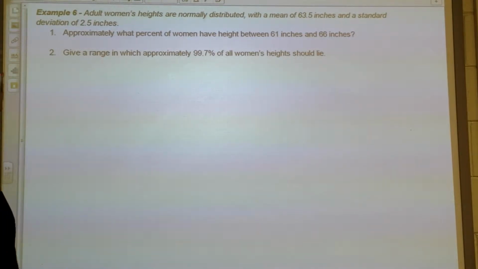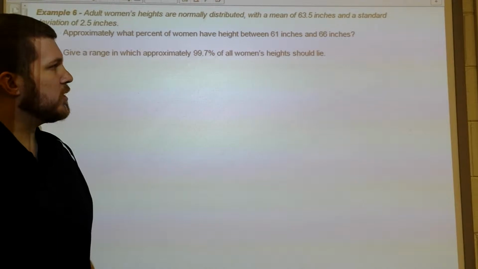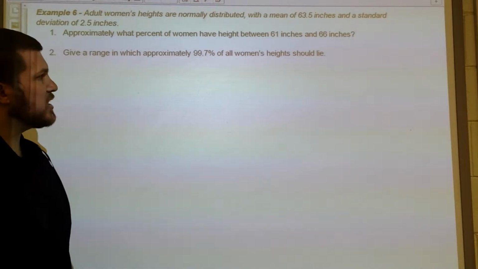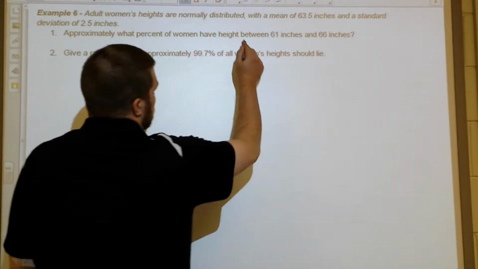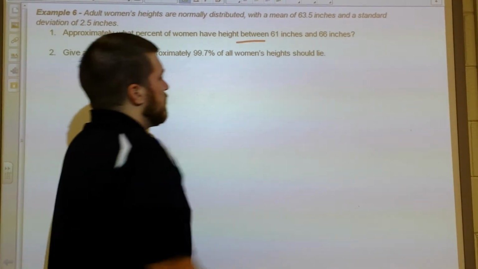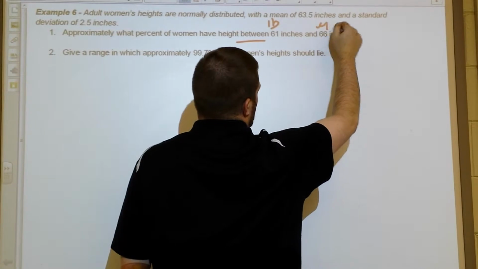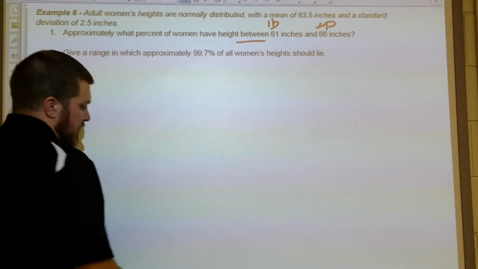Okay, so now let's actually try this with a few examples. In this example, we're told that adult women's heights are normally distributed with a mean of 63.5 inches and a standard deviation of 2.5 inches. Approximately what percent of women have heights between 61 and 66 inches? Well, the key word here is between. 61 is our lower bound, 66 is our upper bound. We were given the mean, 63.5, and standard deviation of 2.5.